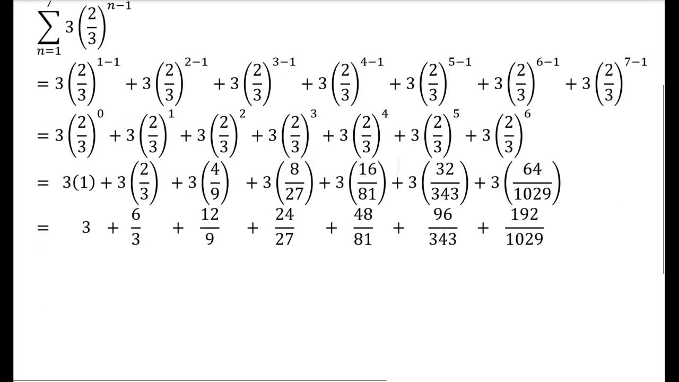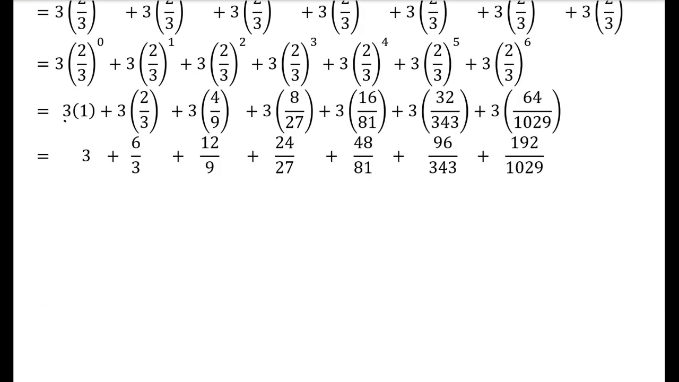All right, next we're going to go ahead and multiply those terms together. 3 times 1 is 3. 3 times 2/3 is 6/3. Remember, this is 3 over 1, and then 3 times 2 is 6. 1 times 3 is 3. This is 3 over 1. 3 times 4 is 12. 1 times 9 is 9. And so on. Repeat that pattern, and we get those numbers.